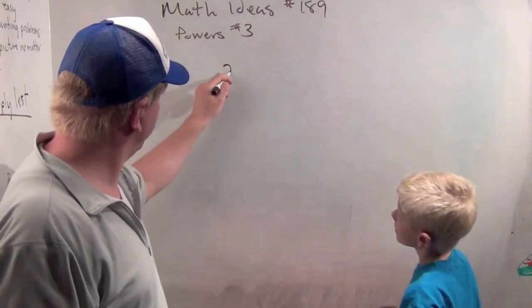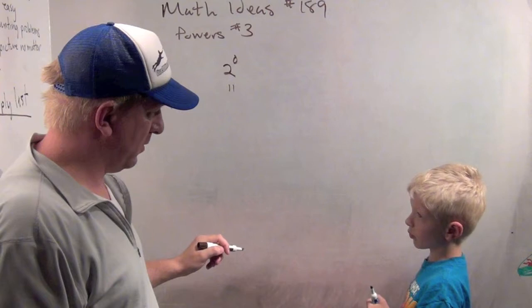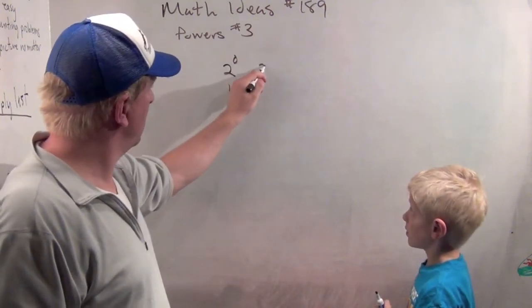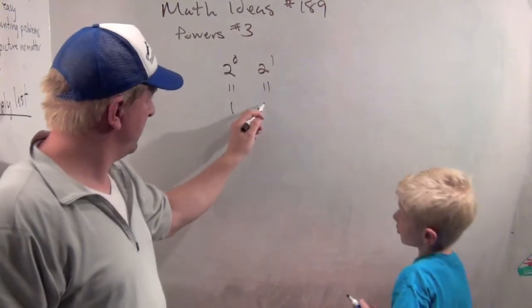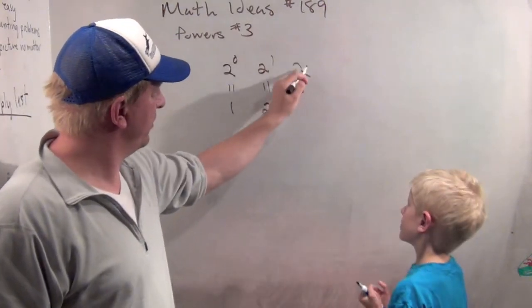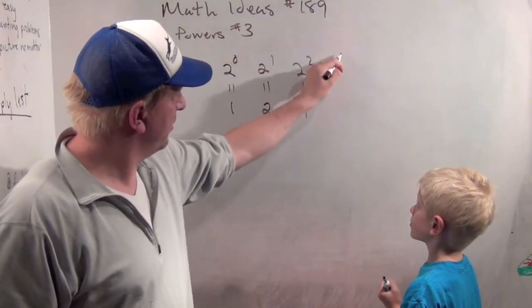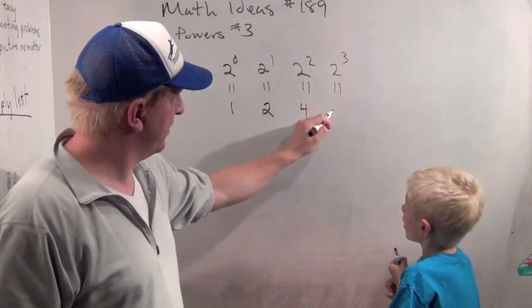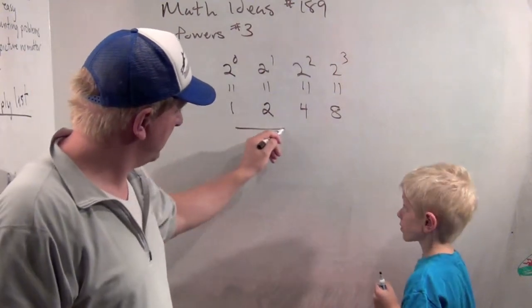We've already talked about 2 to the 0, which equals 1. 2 to the 1, which equals just 2. 2 squared, which equals 4. 2 cubed, which equals 8. And when we go this way, what do we do?